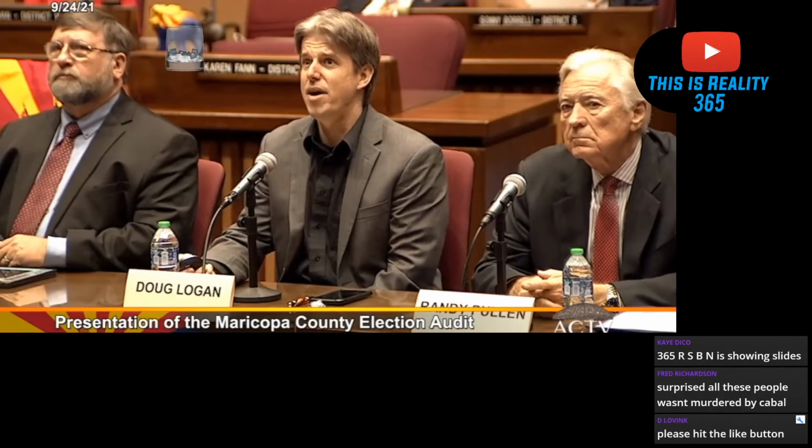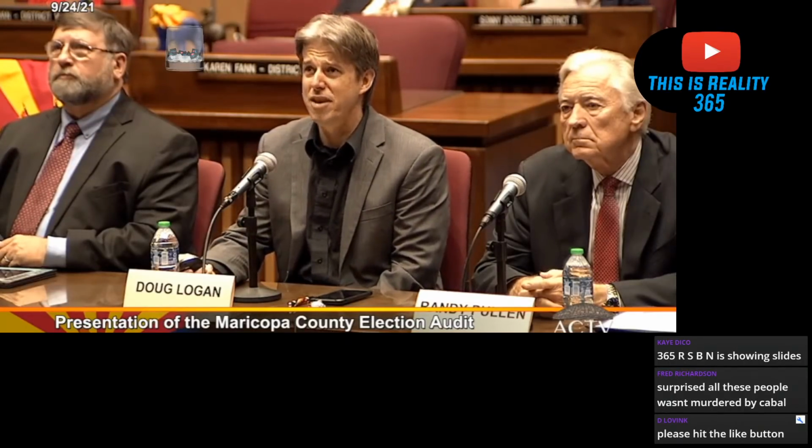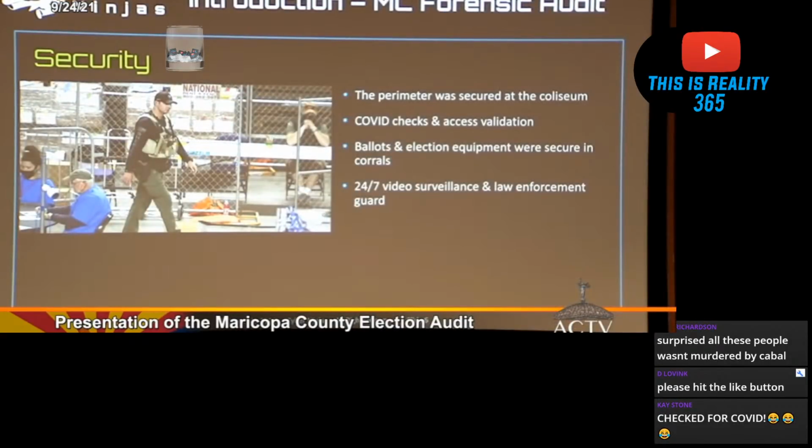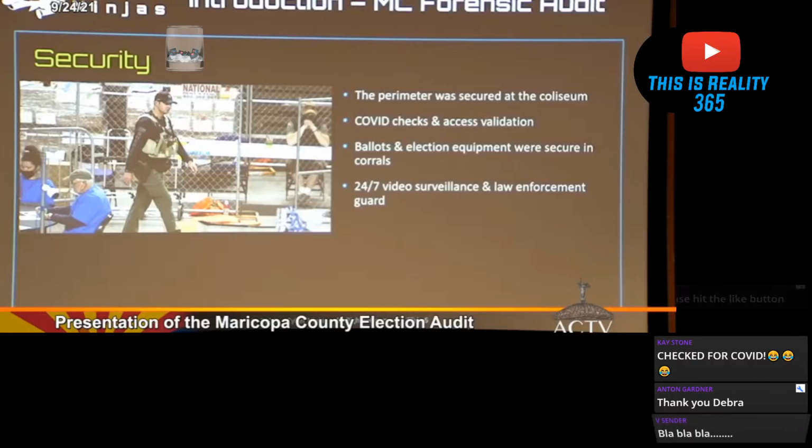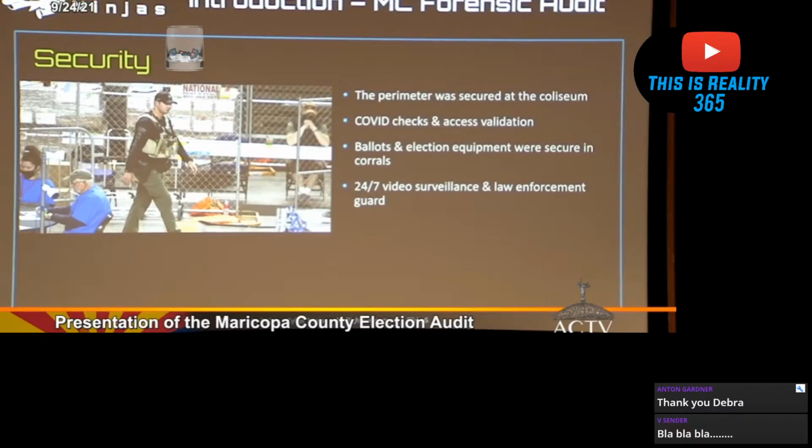In fact, we actually had 24/7 video surveillance on everything at all times. In addition, you'll see this lovely police officer. They were actually there 24/7 as well, and they were always within sight of the ballot corrals or where we had the election equipment stored. We had police officers at both locations, always making sure that the ballots and the equipment was 100% secure, and that nothing could happen to them.